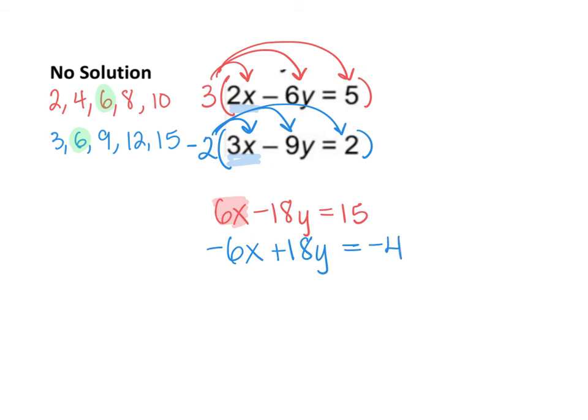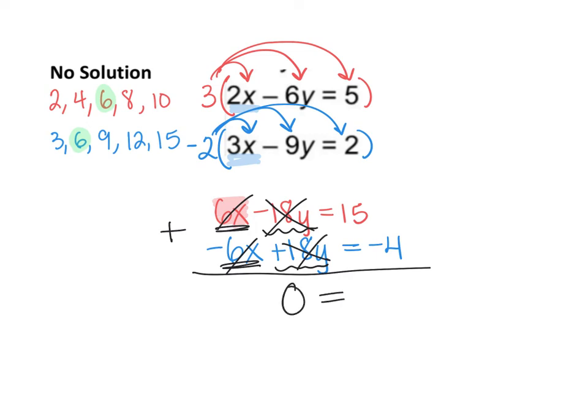And there we go. So notice, if I try to add down now, 6x minus 6x, yes, went to 0. Negative 18y plus 18y, that also goes to 0. So I'm left with nothing on the left. And on the right, I have 15 minus 4, which is 11.